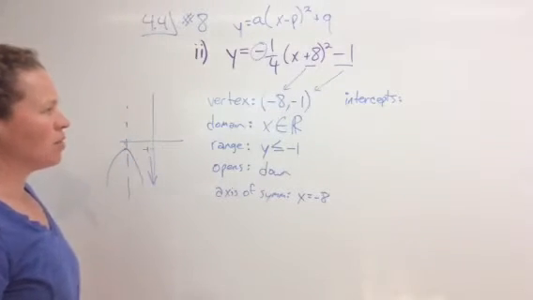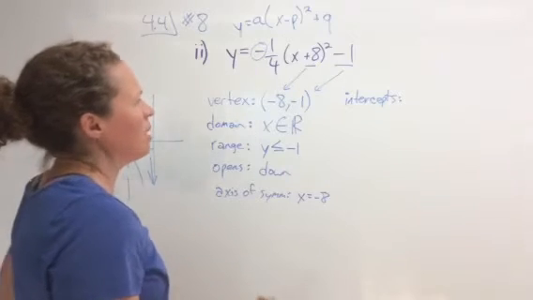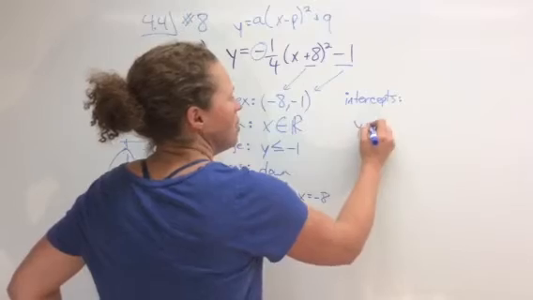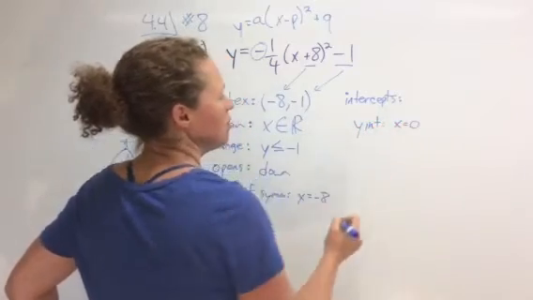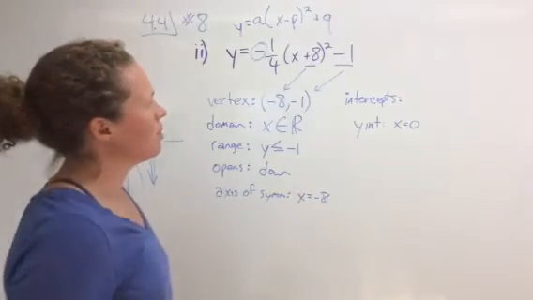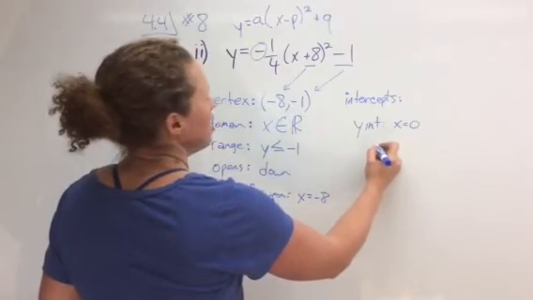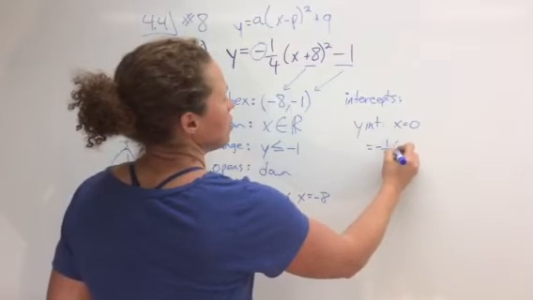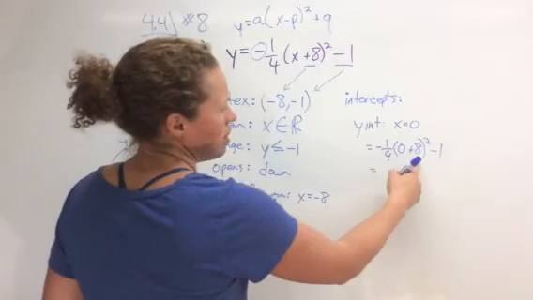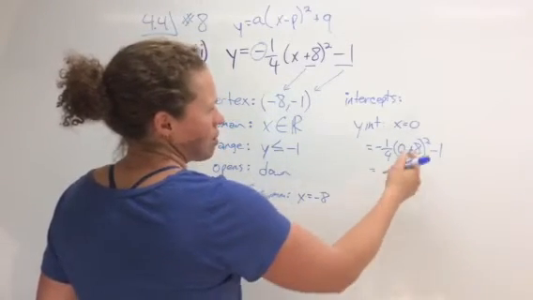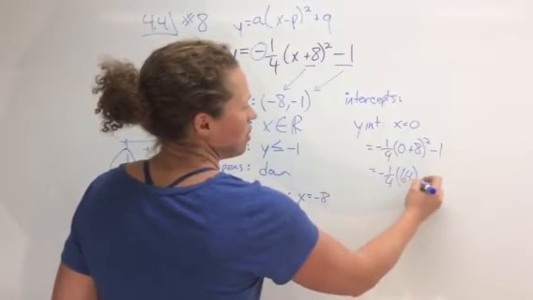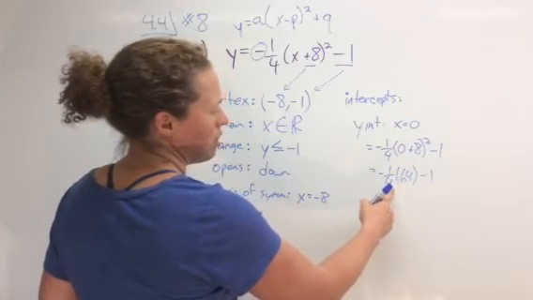The intercepts are a little trickier though, because for my intercepts, I want to know for my y-intercept, x is 0, and for my x-intercept, y is 0. So what I'm going to do is actually plug 0 into the equation to find the y-intercept. So -1/4 times (0 plus 8) squared minus 1. So 0 plus 8 is 8, squared is 64. So -1/4 of 64 minus 1. 64 divided by 4.